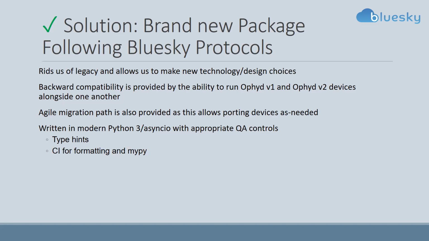The good thing about this is that Bluesky has a series of interfaces that devices must obey. And what that means is this isn't an either or thing. You don't have to have Ophyd 1 or 2. You just need objects that obey the interfaces. So you can have a mix, and that provides you with an agile migration path because you only need to port devices as and when you need them. And that comes back to what I mentioned. If you tell people to completely move all of their equipment over in one day, they're not going to do it, and rightly so.